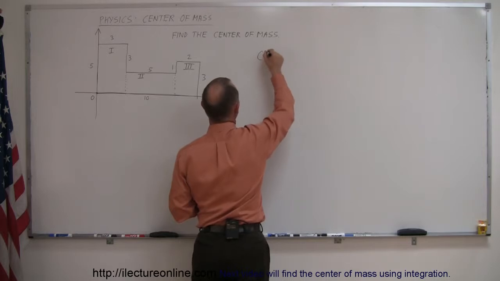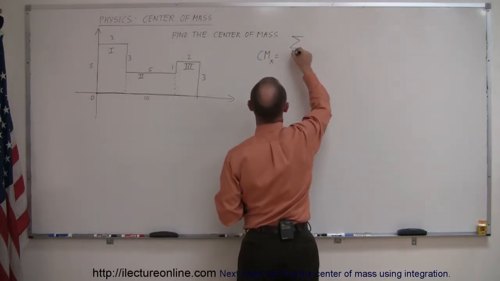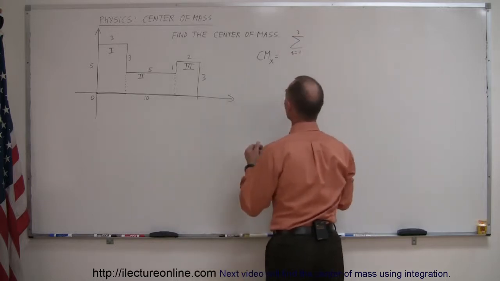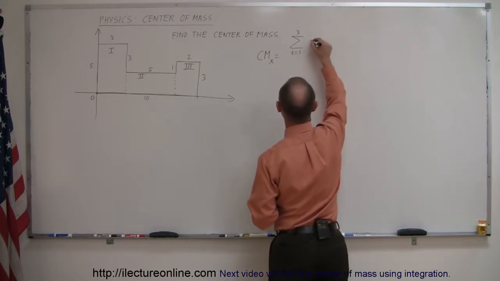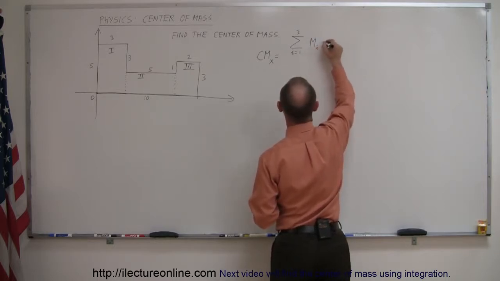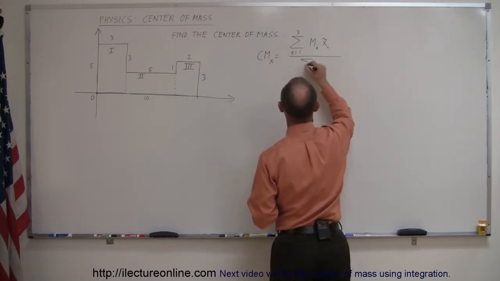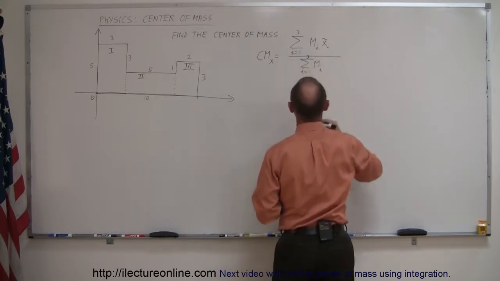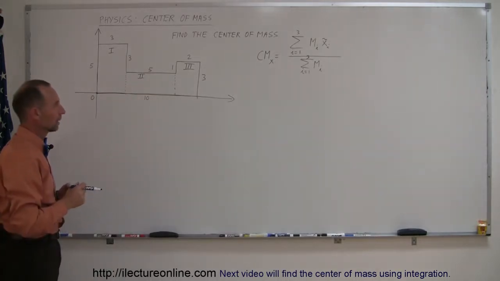Center of mass in the x direction is equal to the sum from i equals 1 to 3, because there are three pieces, of the mass of each piece times the center of mass of each piece in the x direction, all divided by the sum of all the masses. Again, from i equals 1 to 3, because in this case there are three pieces to this object.